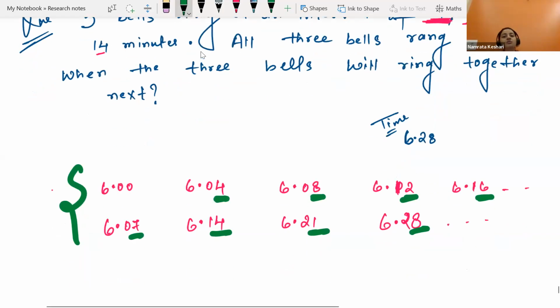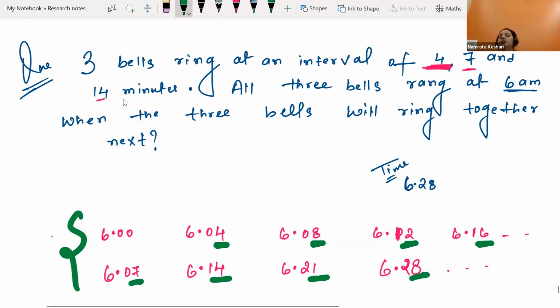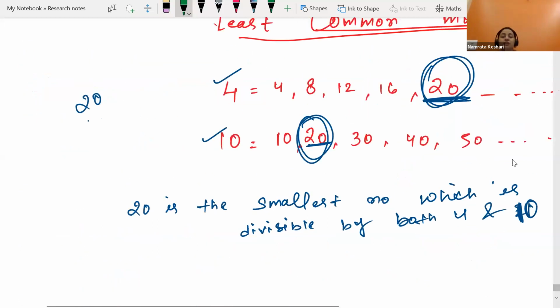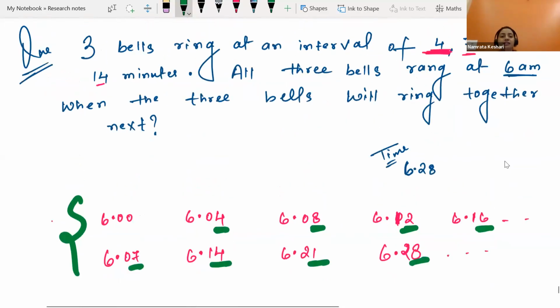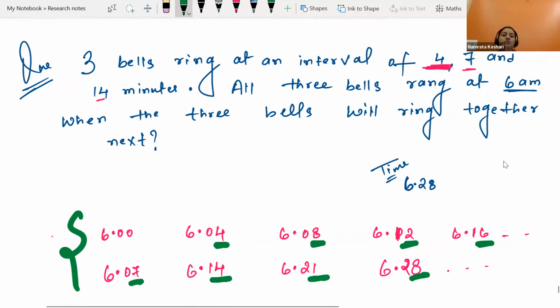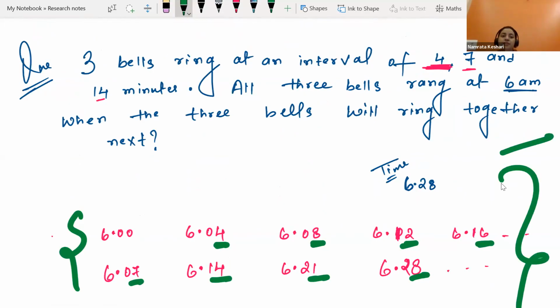Here also the next bell is ringing at an interval of 14 minutes. If you write it out, you will see that we have to find the time when all the bells will ring together again for the very first time. That means the least common multiple, which we were discussing, and hence we find the LCM for this type of question. So this much is just the concept. Let's continue.